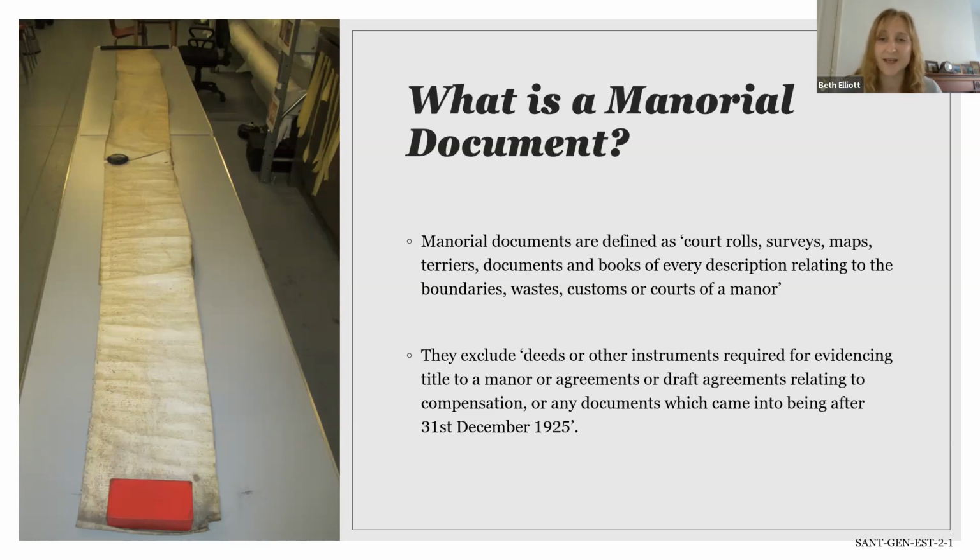So the definition given in that act or in the amendment is that a manorial document includes court rolls, surveys, maps, terriers, documents and books of every description relating to the boundaries, wastes, customs or courts of the manor. It's a bit of a mouthful. They exclude deeds or other instruments evidencing a title, or agreements or draft agreements relating to compensation, or any documents which came into place after the end of 1925. So again, it depends on the sort of research that you're doing as to whether you would also like to view those documents. But for the sake of today's talk, I'm just going to follow the 1922 Law of Property Act's definition.